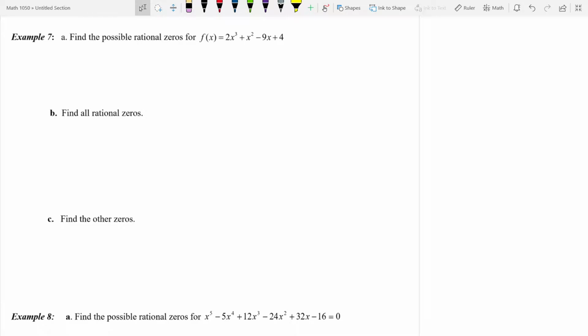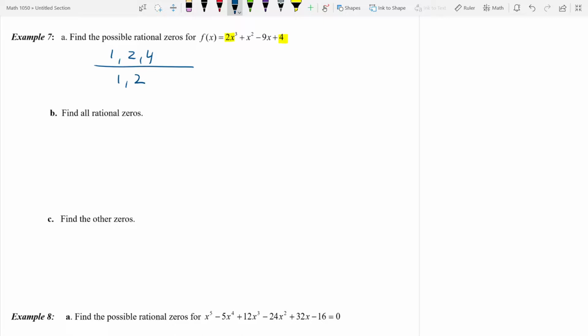Okay, here we go. Question A. Find a list of all the possible zeros. Okay, everybody do a fraction. Look at the constant. It's right there. It's a 4. The factors of the constant go on the top. What goes into 4? 1, 2, 4. The leading coefficient is a 2. What are the factors of 2?